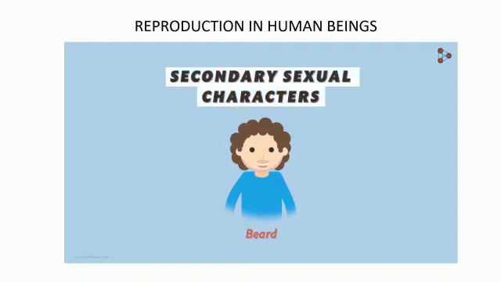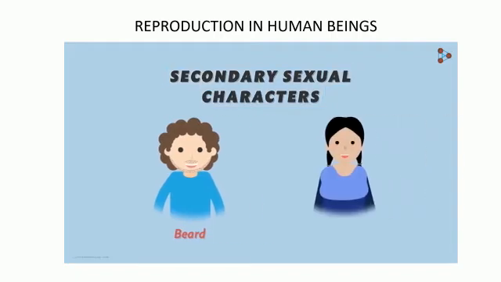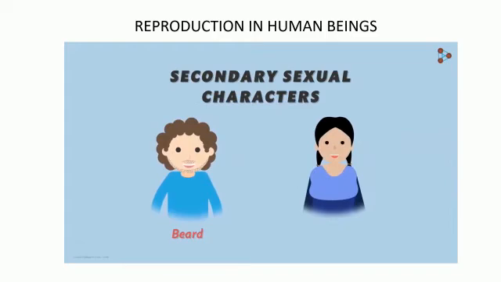Let us understand the concept with another example. In case of females, one extremely important physical change during puberty is the enlargement of breasts. It is exclusively found in adolescent females. So are there any other secondary sexual characters seen in males and females?